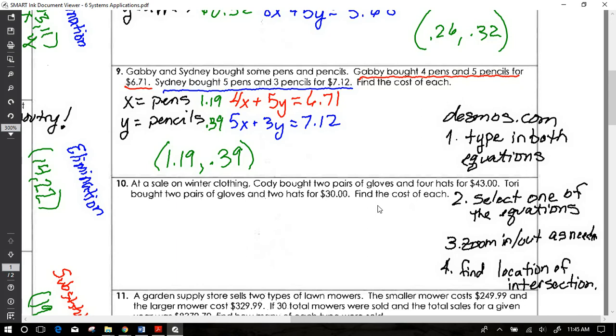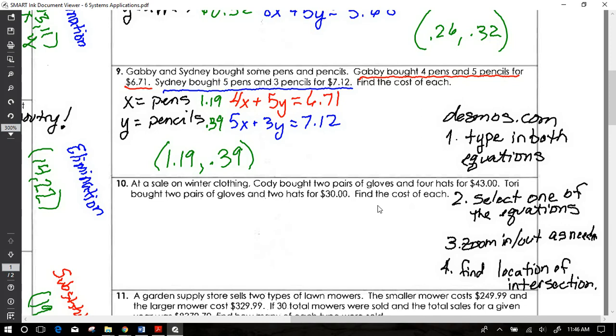All right, welcome back. This was my answer for number 9. And out to the side, I wrote down the steps that we do in the Desmos calculator. So step 1 is just type in both of the equations. Step 2 is to select one of the equations. Step 3 you may or may not need to do. It's zoom in or out as needed. And my board kind of ran out of space there. And then step 4 says find the location of intersection. Okay, so that's how I do all the steps in my Desmos calculator.